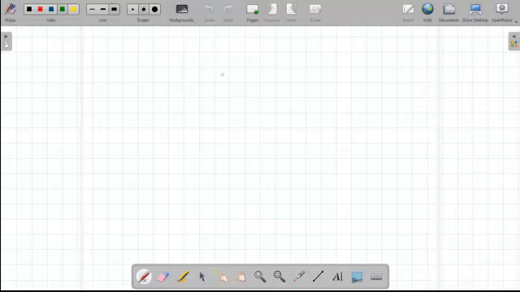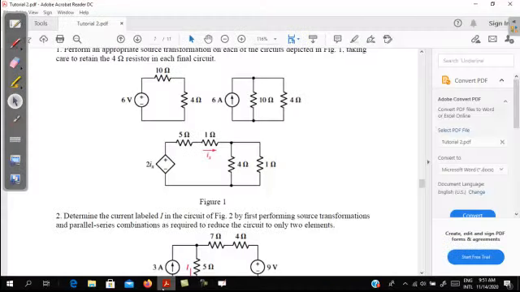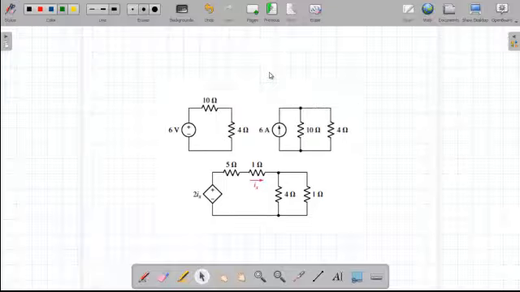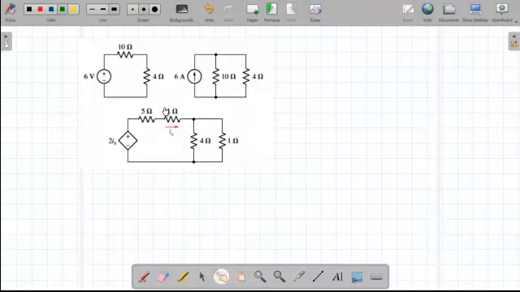So we start with the source transformation. The first problem in a source transformation, we need to convert all these circuits to leave only the 4 ohm resistor. So the first one, I think, is just straightforward. We convert the 6 volt and the 10 ohm to a current source and a resistor.